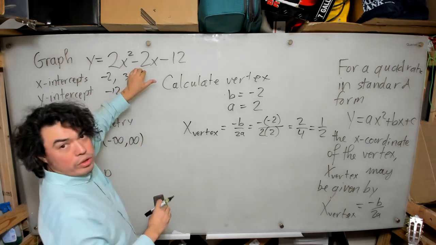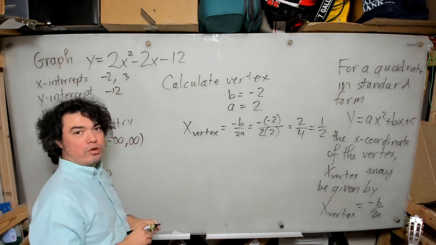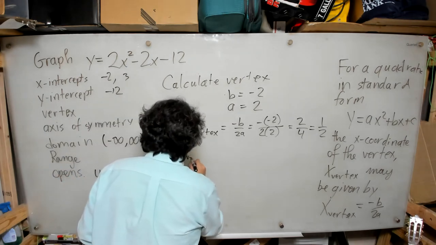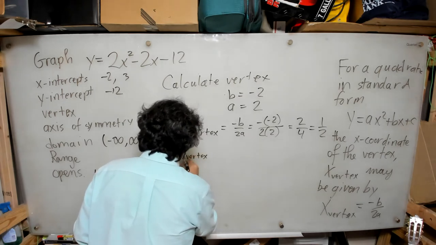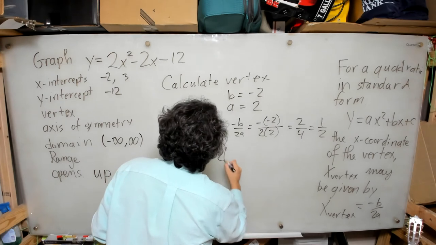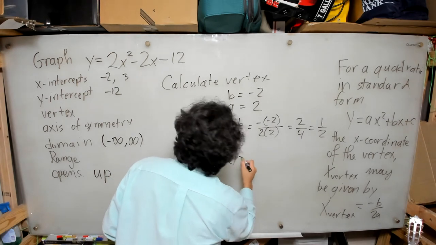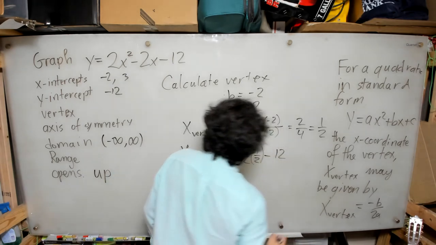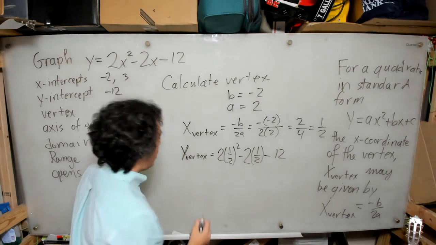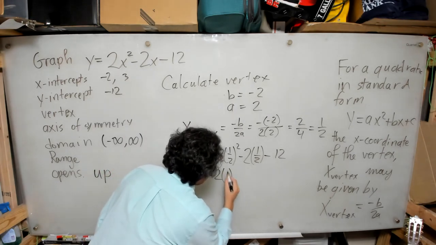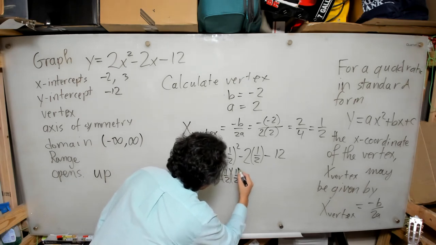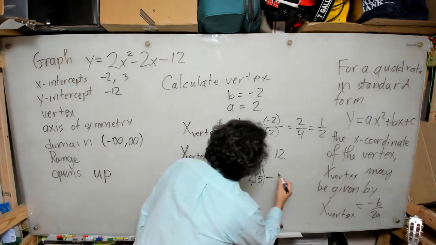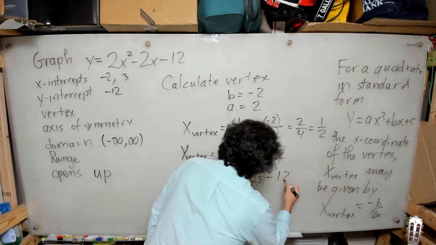How do we calculate the y coordinate of our vertex? Well, just like any other point on the graph, if we know the x coordinate, we plug in the x coordinate to get the y coordinate. So our y of our vertex is going to be 2 times 1/2 squared minus 2 times 1/2 minus 12. Now, what is 1/2 squared? Well, okay, so it's going to be 2 times 1/2 times 1/2 minus 2 times 1/2. Let me write this as 2 over 1 minus, and let's call this 12, okay?